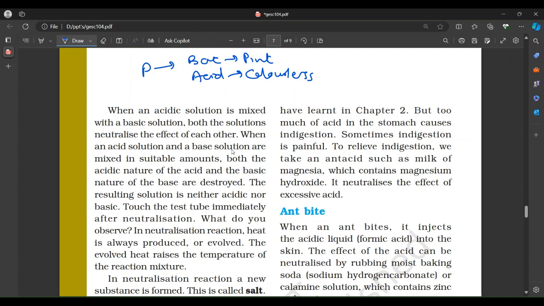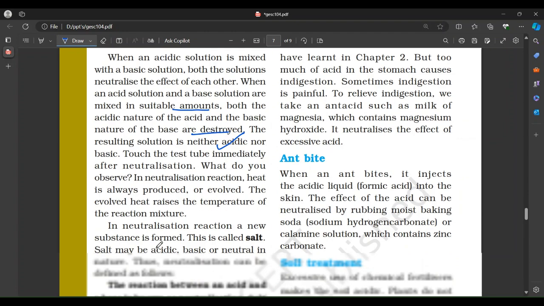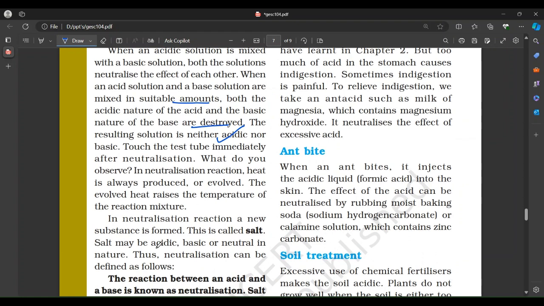When an acidic solution and a basic solution are mixed in suitable amounts, both the acidic nature of the acid and the basic nature of the base are destroyed. So the resulting solution is neither acidic nor basic. So touch the test tube immediately after neutralization. What do you observe in the neutralization reaction?